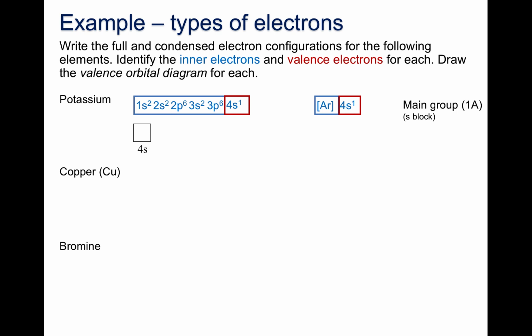And if we were going to draw the valence orbital diagram, we only need to draw the sublevels where there are valence electrons. So that would be the 4s energy level, and we'll put that one electron in there, and it'll be facing up.